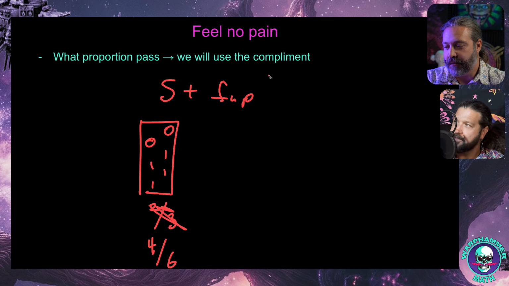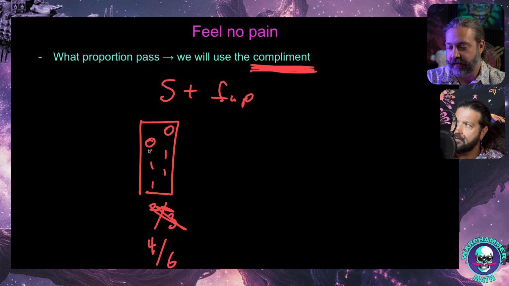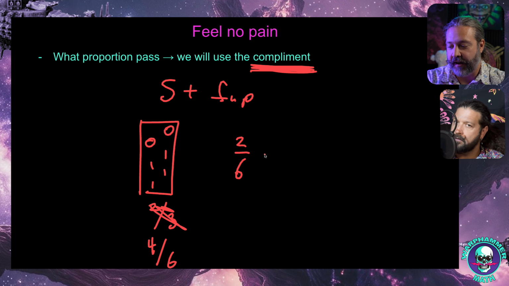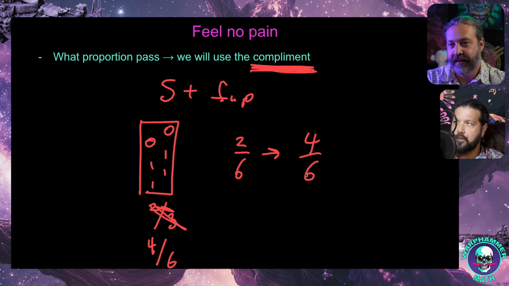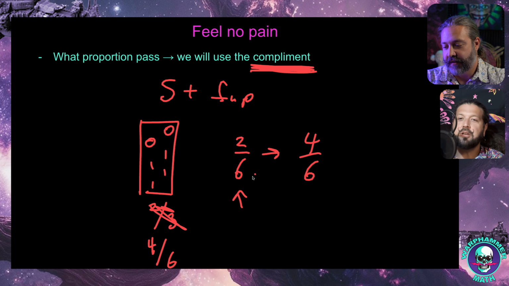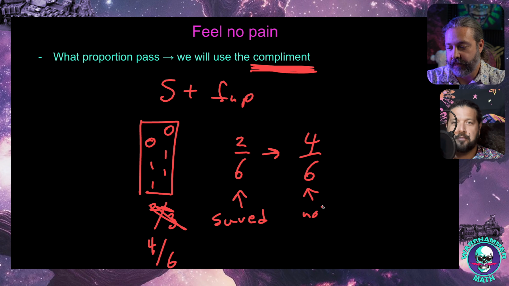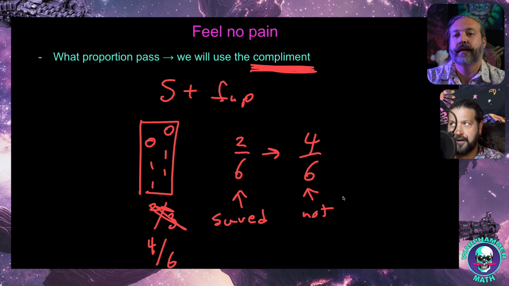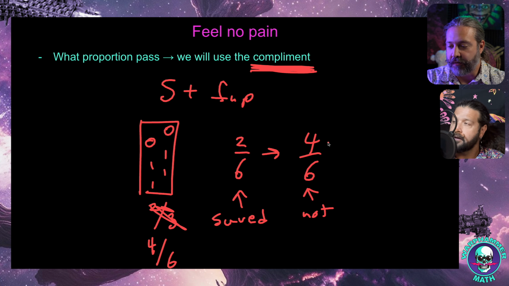I just want to make sure we all understand this concept of the complement, which is if 2/6 of them are being saved, then 4/6 are not. Depending on whether you're measuring successes or measuring failures, your fractions may be complements of one another. So just make sure you can go back and forth between these two.